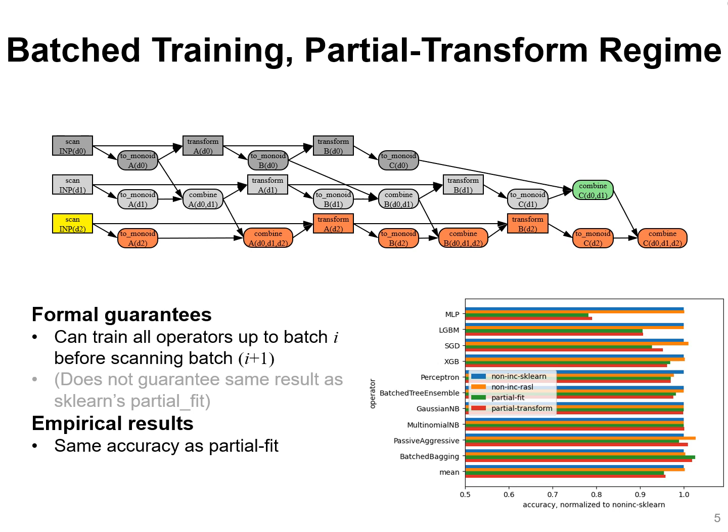two bars. On the other hand, some of scikit-learn's operators, so for instance, in particular MLP classifier, they don't get the same accuracy when you run with partial fit as opposed to when you run with full fit. Another limitation of the partial transform regime is that it requires operators to not just be monoidal, but also convergent.